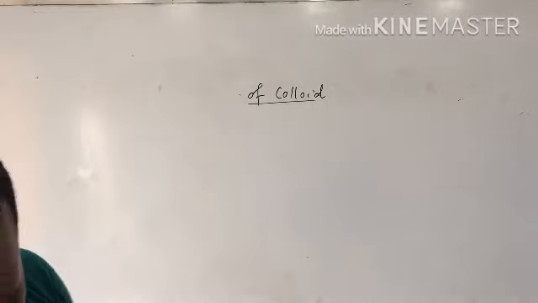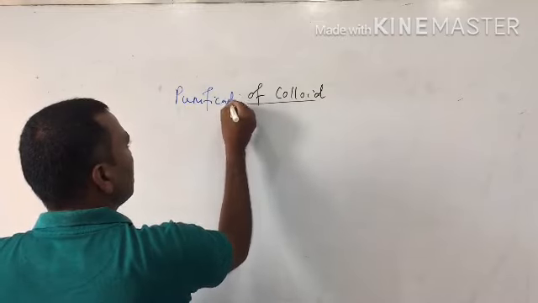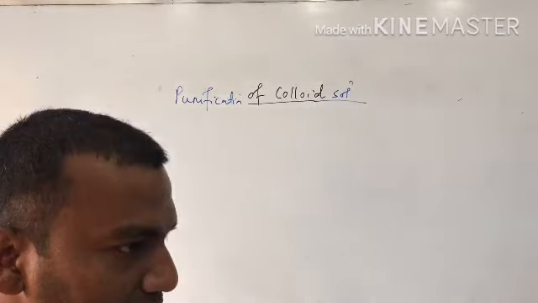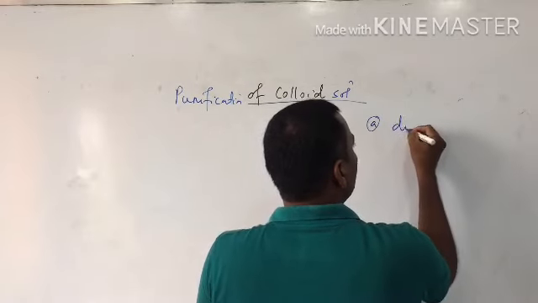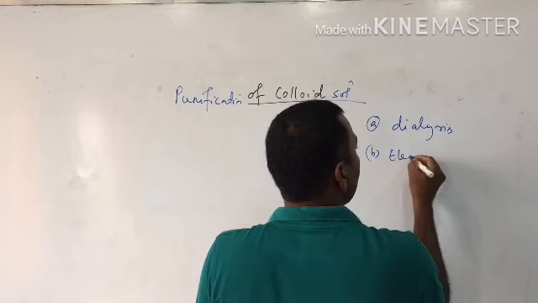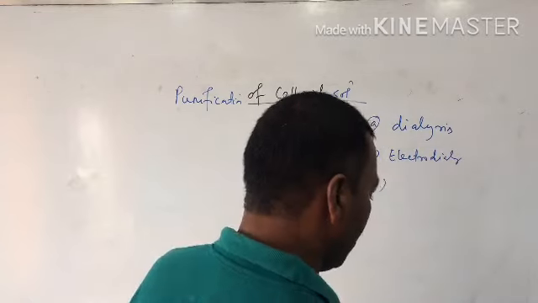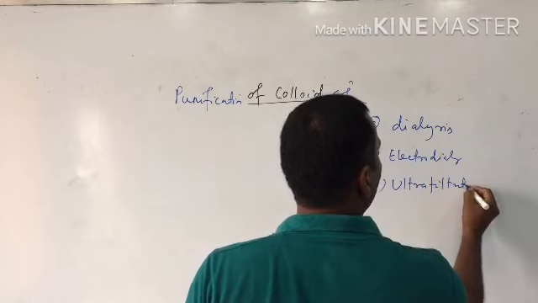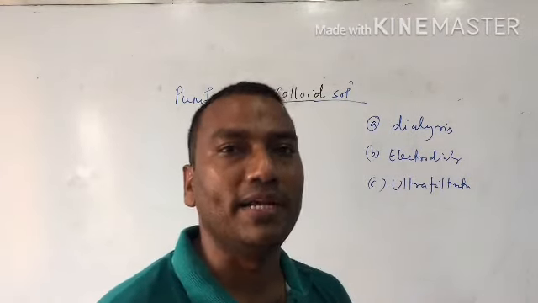Next part is the purification of a colloidal solution. A colloidal solution can be purified by three techniques. First one is dialysis. Second one is electrodialysis, and third one is ultrafiltration, using ultrafiltration paper. So: dialysis, electrodialysis, and ultrafiltration.